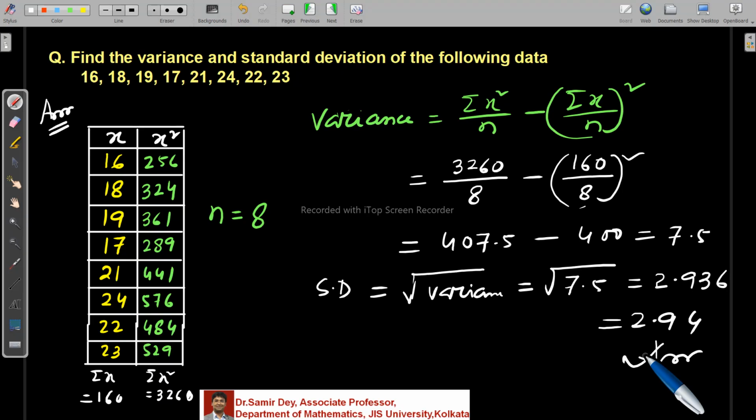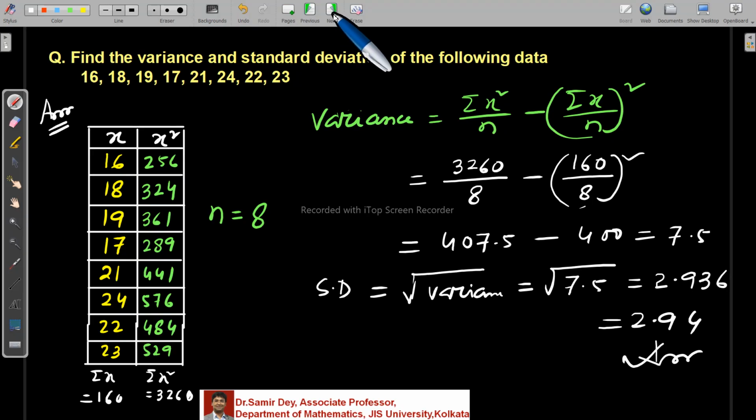Okay, so this is all about the process to find variance and standard deviation for individual data. I think it is clear to everyone. Clear? If I have individual data, first you need to write down x and then the corresponding x square. How to decide that you should calculate x square? From the formula it is showing. Okay, so this is all about the process.